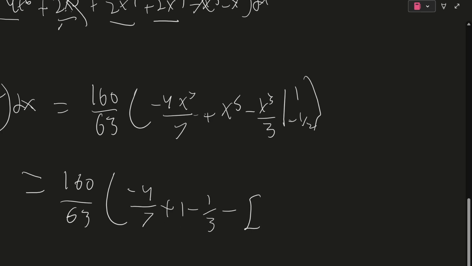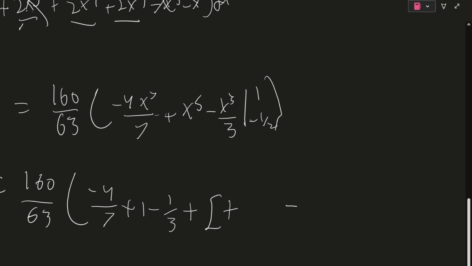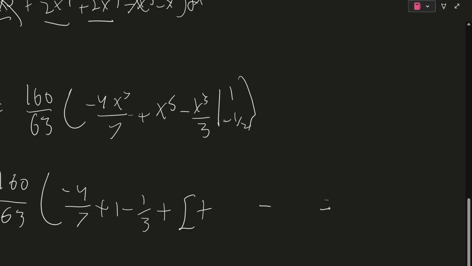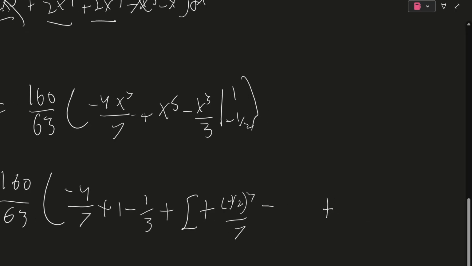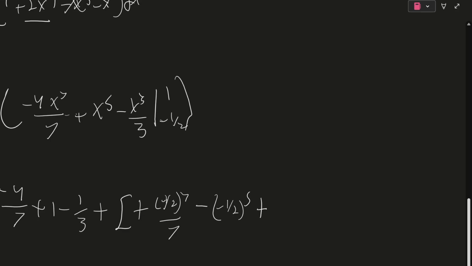I'm going to go ahead and distribute this as it comes, so it's turned into a plus. Our first term is going to be a positive, our second term is going to be a negative, our third term is going to be a positive. We have negative 1/2 to the 7th over 7 plus negative 1/2 to the 5th times negative 1/2 cubed over 3.